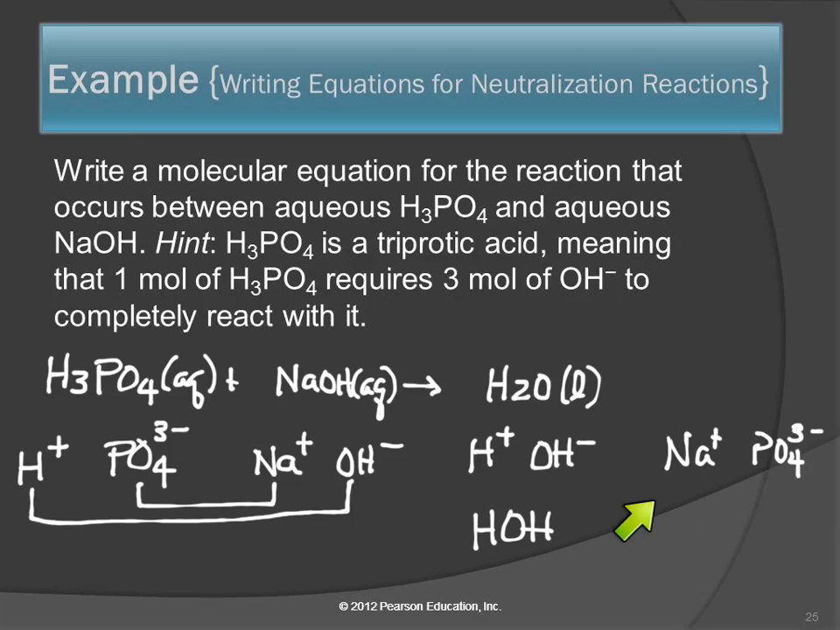For these guys, we're looking at the charges, +1, -3. There's multiple ways to approach doing that. One of the ways is the crisscross thing. We're going to end up with needing 3 sodium ions for every phosphate ion. And that will be aqueous.